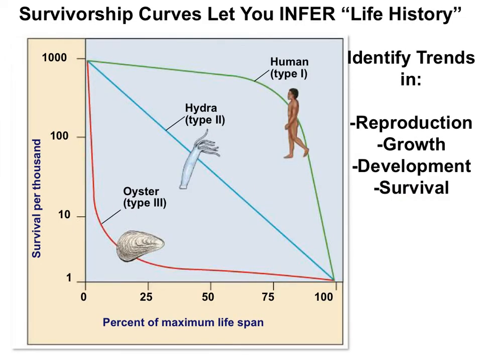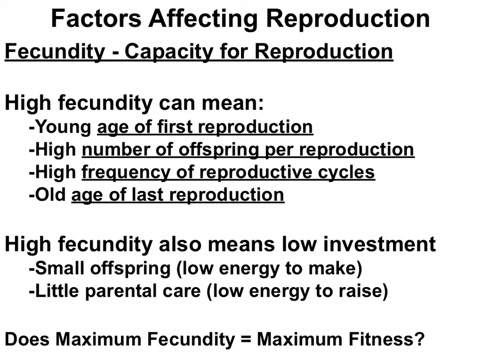So this is the data that's given on a survivorship curve, and scientists can actually infer what's known as life history. Life history includes trends in reproduction, growth, development, and survival. Let's dive a little deeper into that. To talk about reproduction and life history, we have to use the word fecundity. Fecundity means the capacity for reproduction. In other words, how many offspring can an organism make in its whole life?